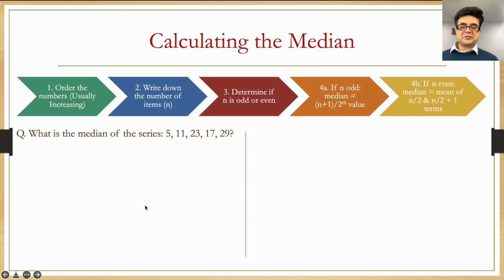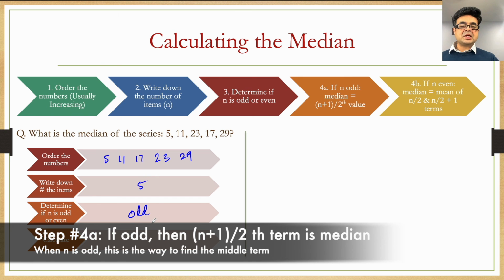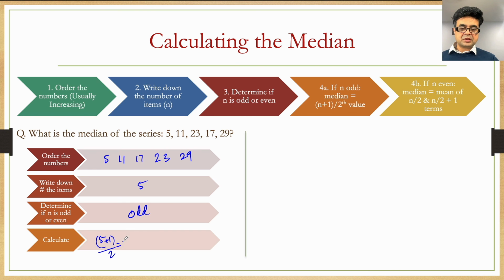What is the median of the series 5, 11, 23, 17 and 29? First, let's make sure we order the numbers because the series is not in order. The right order would be 5, 11, 17, 23 and 29. If you miss this, you're going to make a mistake. Write down the number of items. It is 5, which is odd, which means (5 plus 1) divided by 2, which is the third number in the series, will be the median. In this case, it will be 17.